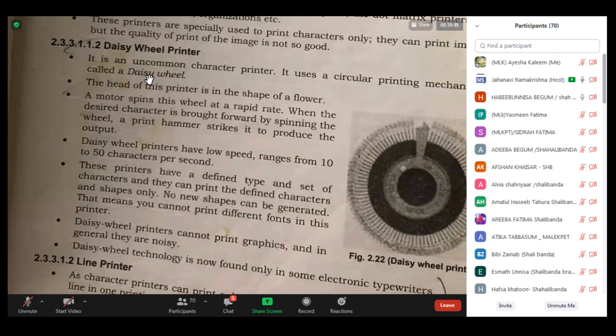Yes, daisy wheel technology is now found in some electronic typewriters. Typewriters, apart from manual, have been replaced by electronic typewriters, so this technology could be adopted in your typewriting machines which are electronic.